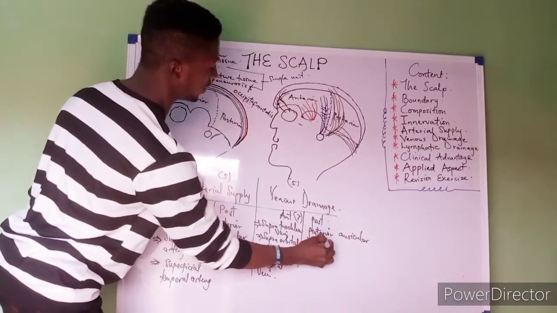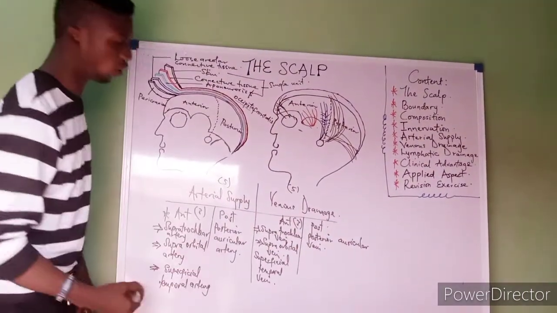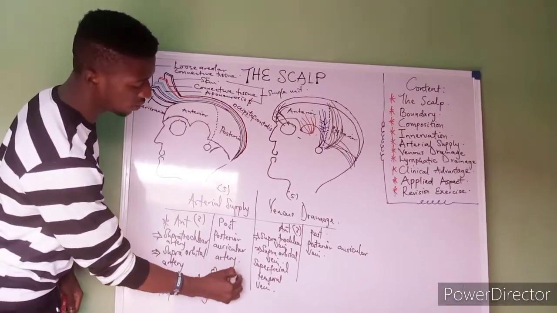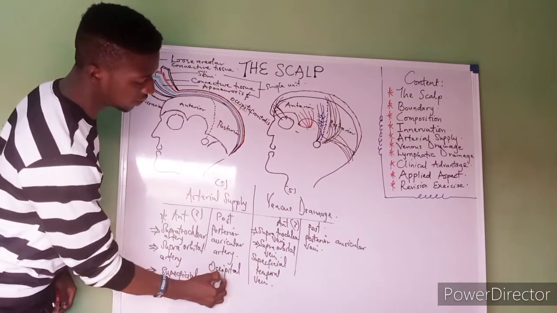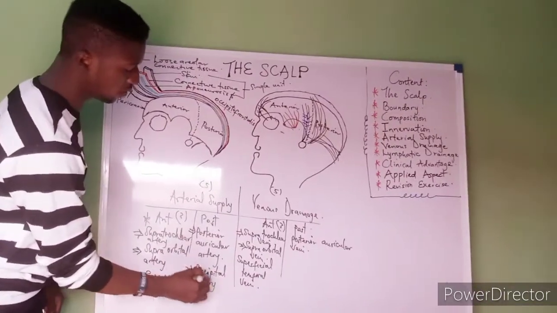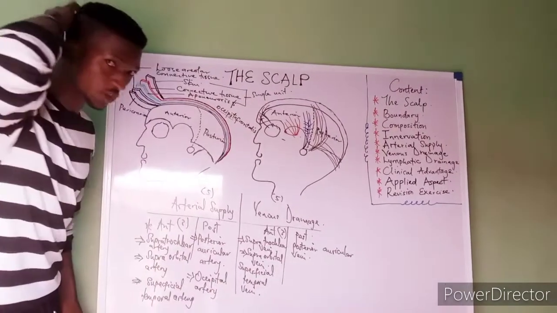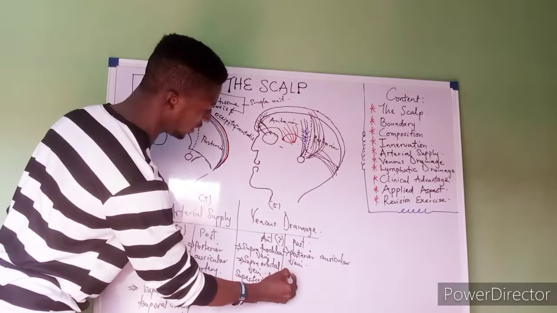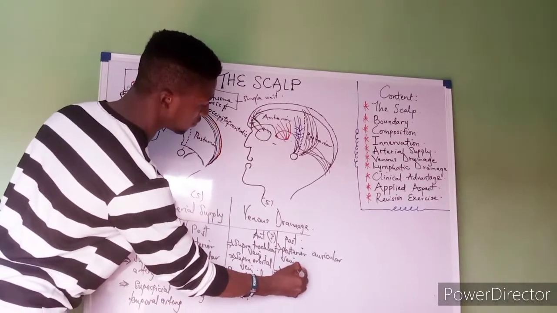Then the last one is called the occipital artery. What is the occipital artery? It is in the occipital region. So we also have the occipital vein.